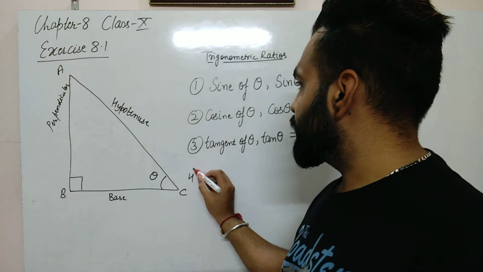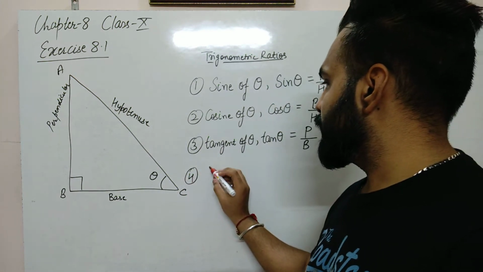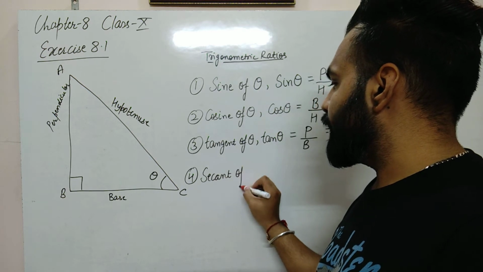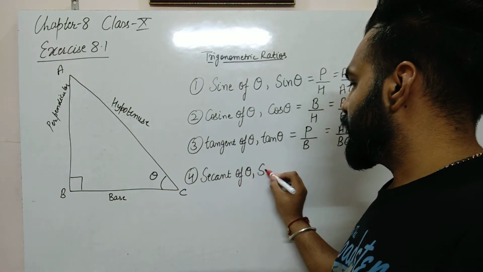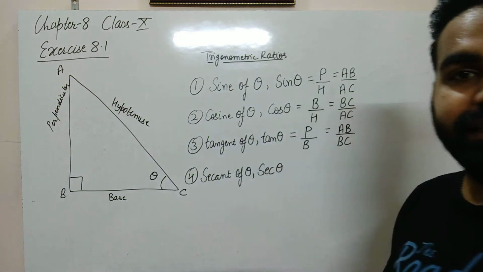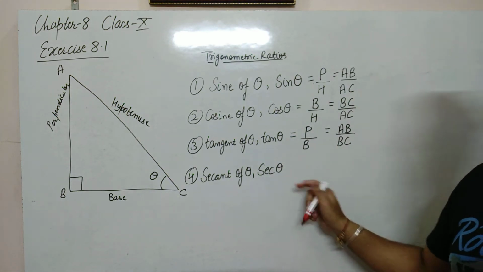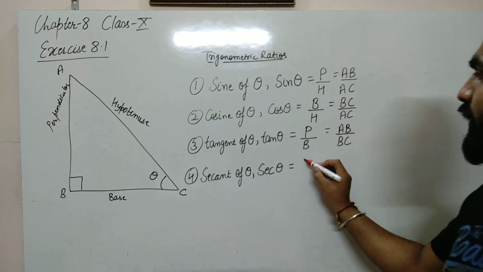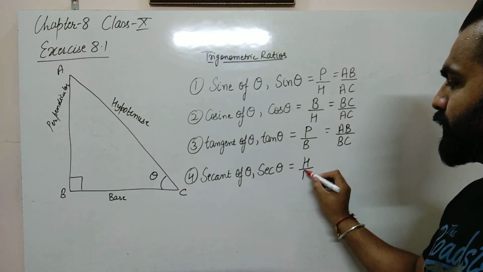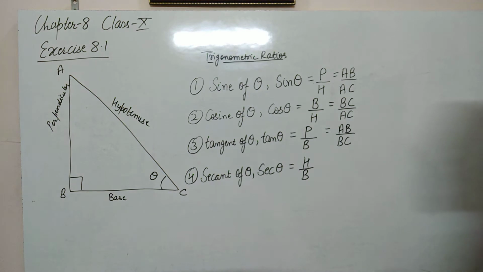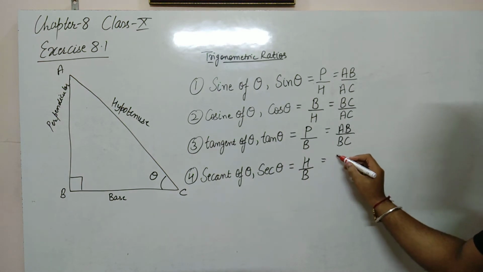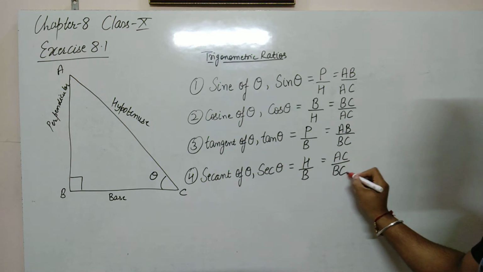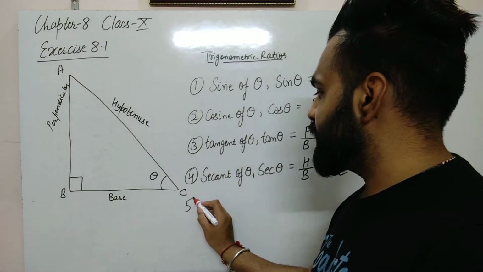Next is secant of theta. This is written as sec theta. Secant of theta. This is equal to H by B. H by B means hypotenuse by base. That means AC by BC.